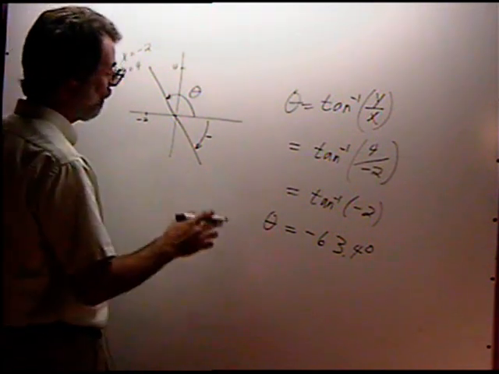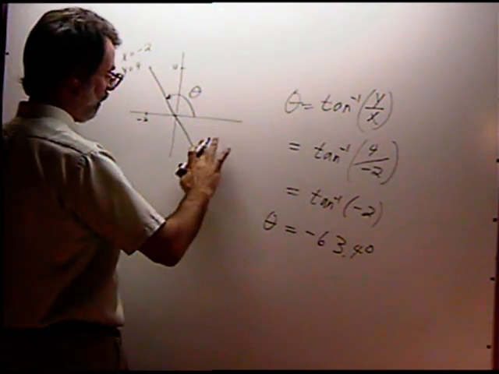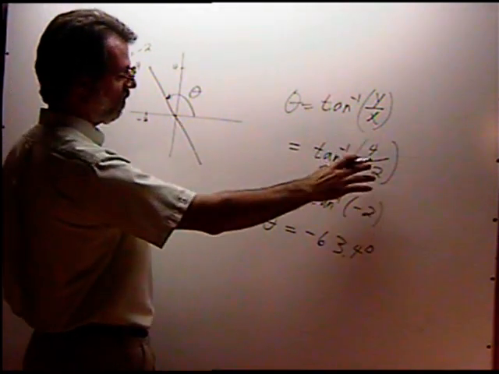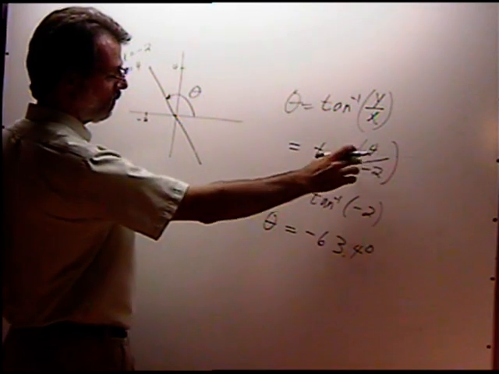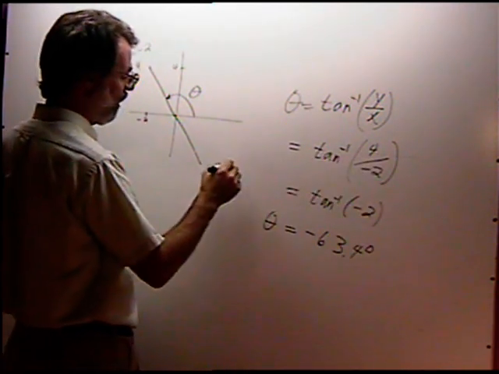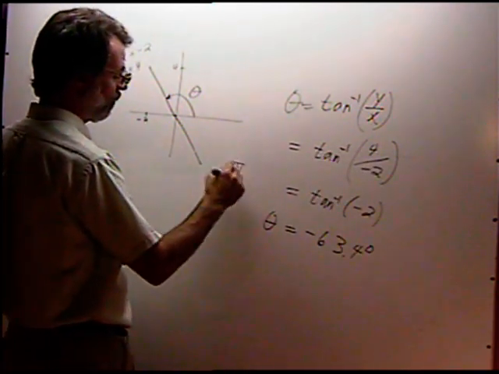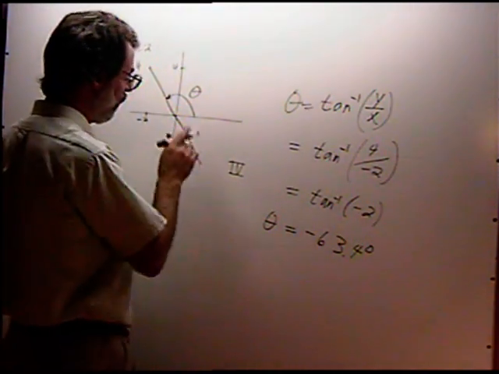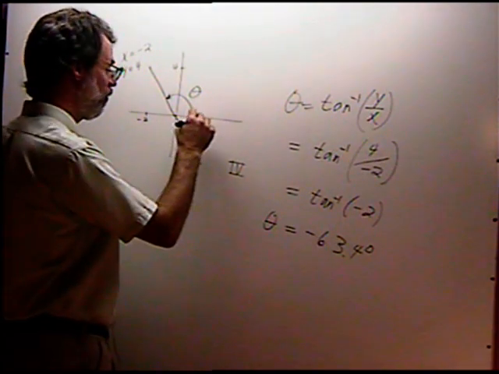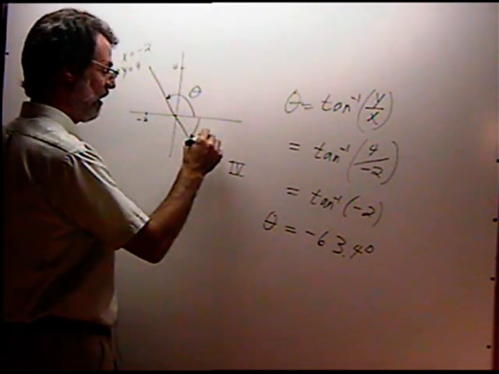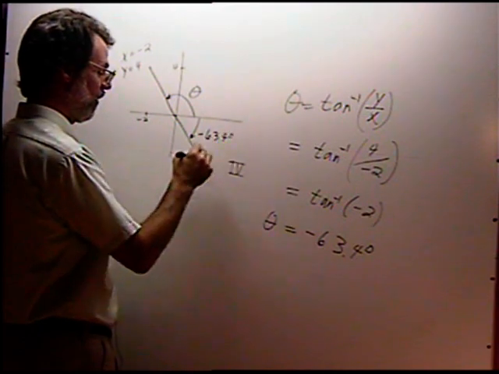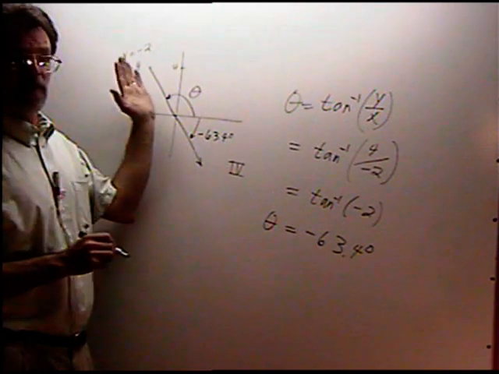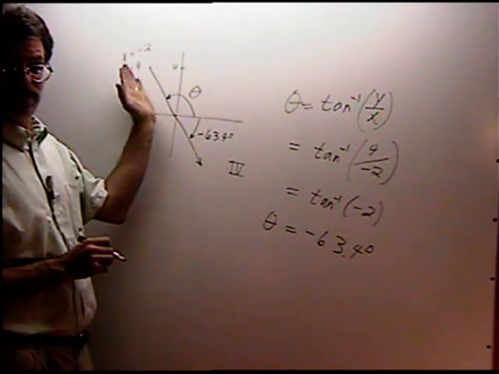What's happening is that the tangent function, when one of these is minus, thinks you're over here in the fourth quadrant. That's the way it's calculated on a calculator. So it thinks you're in the fourth quadrant, and so it's drawing the angle like this of -63.4 degrees. Well, obviously that's 180 degrees opposite. I need to be over here.